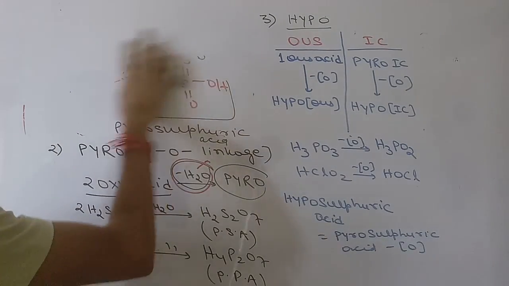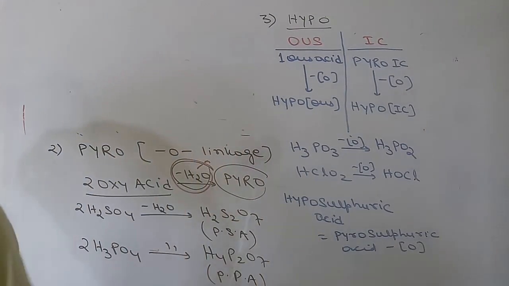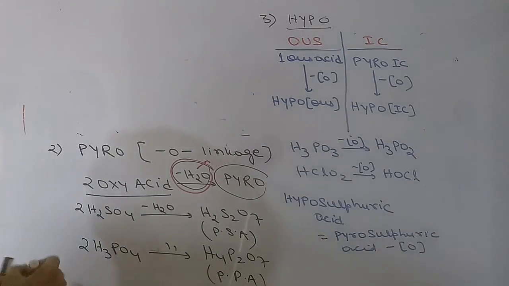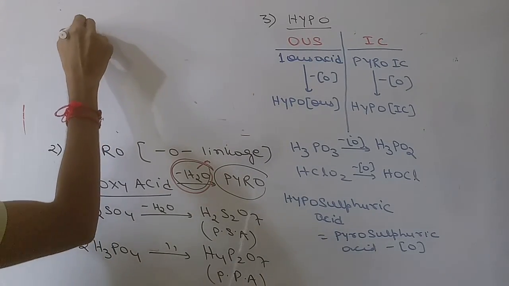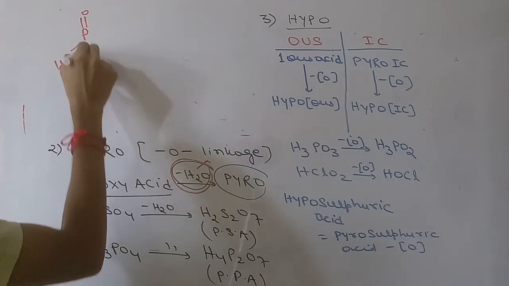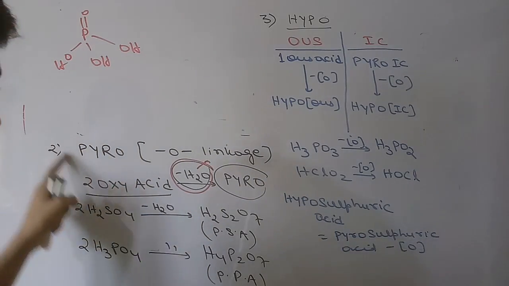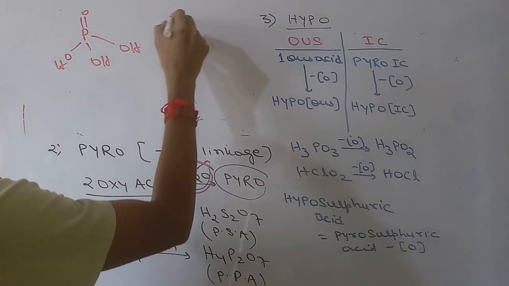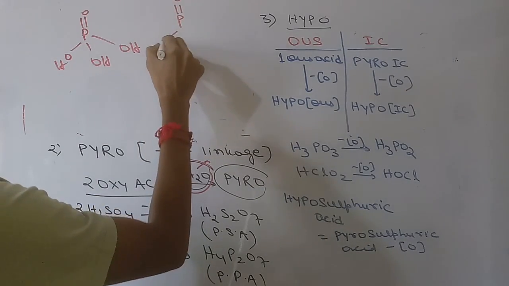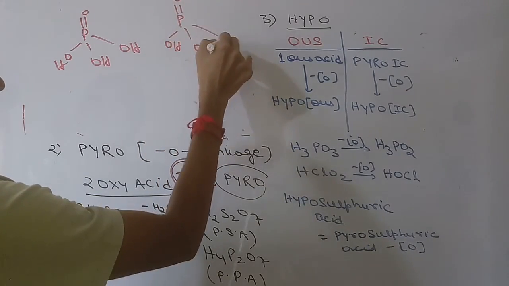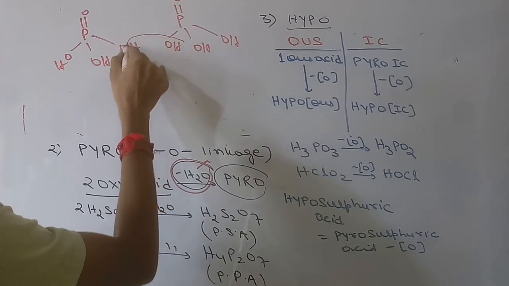Now taking one more example to clarify your concepts, we are going to take H3PO4, that is phosphoric acid. First I will draw the structure of phosphoric acid. This was the structure: P double bond O, OH. So this is the structure of H3PO4. For making pyro, we have to take 2 oxy acids, so I am drawing one more molecule. So this is your 2. Now you have to withdraw water.